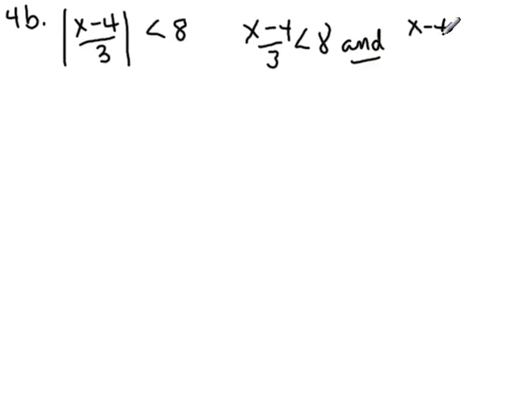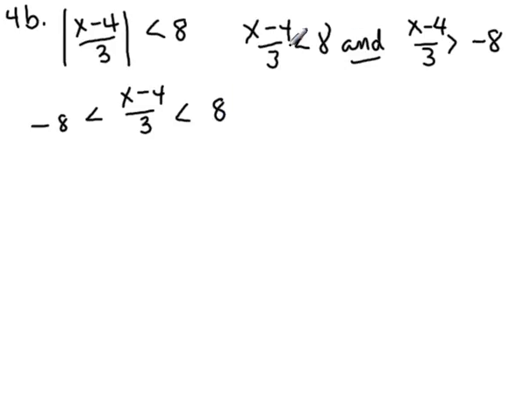x minus 4 over 3. And again, I'm taking my negative case now, so I'm moving it from over here to this side, so I change the direction of my inequality, and x minus 4 over 3 is greater than negative 8. Now this can be worked as one compound inequality. If I put them in order least to greatest, I can write this negative 8 is less than x minus 4 over 3, which is less than positive 8.